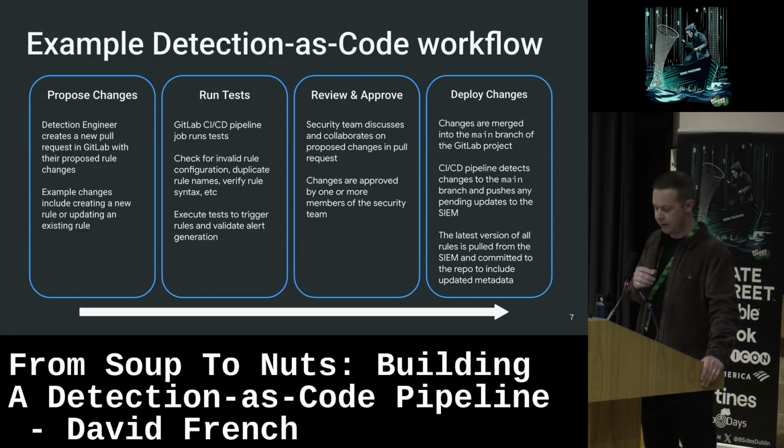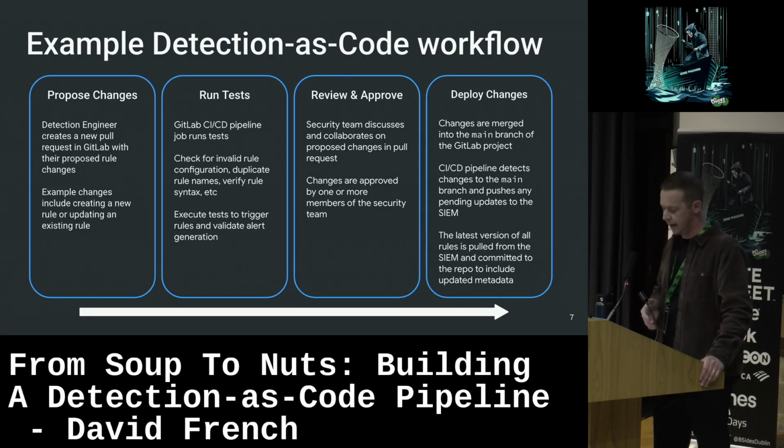And then after the engineer's pull request is approved, they can merge their changes into that main branch of the GitLab project. Our CI/CD tool is going to detect that changes have been made to our code base, and then it's going to push those changes out to our SIEM's API.